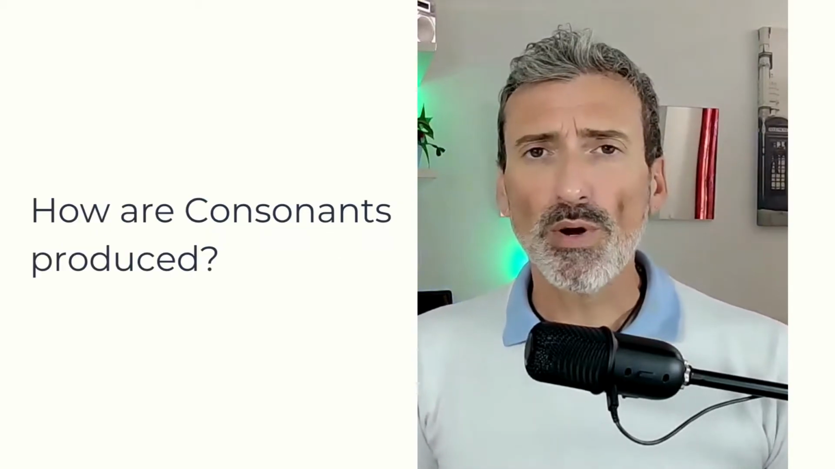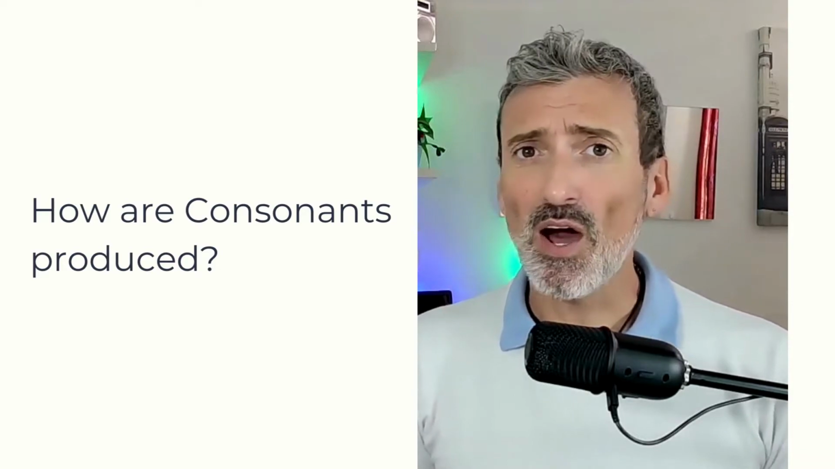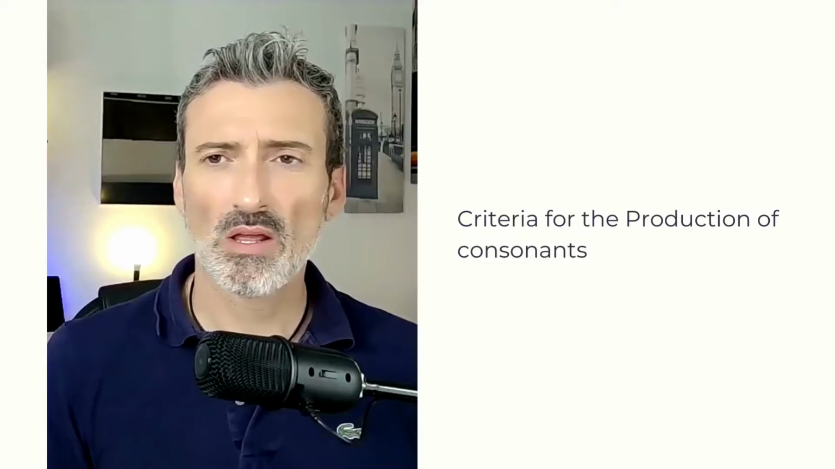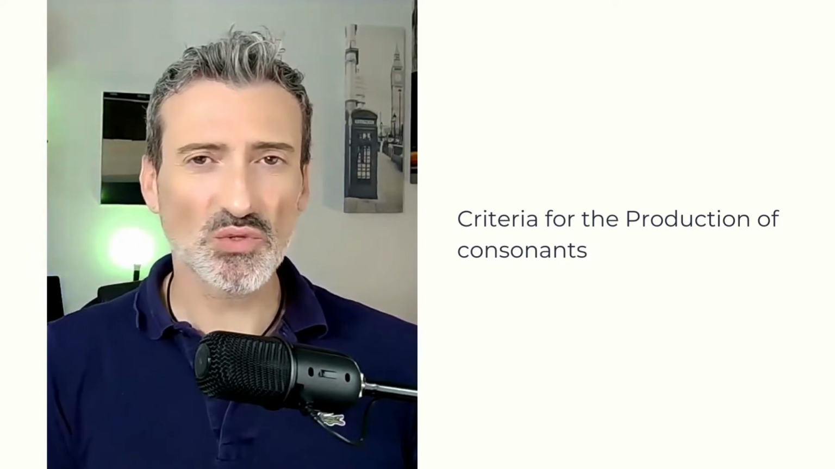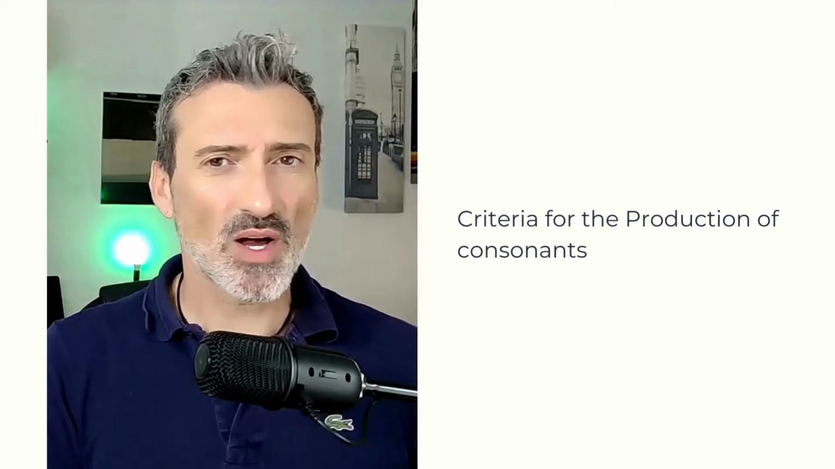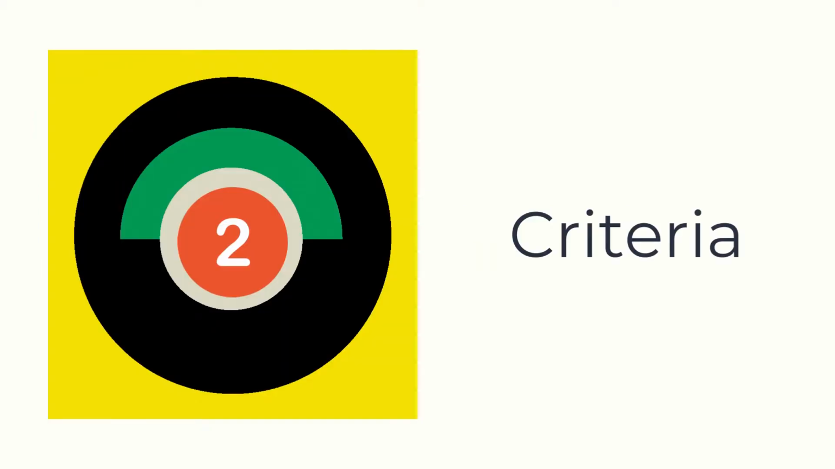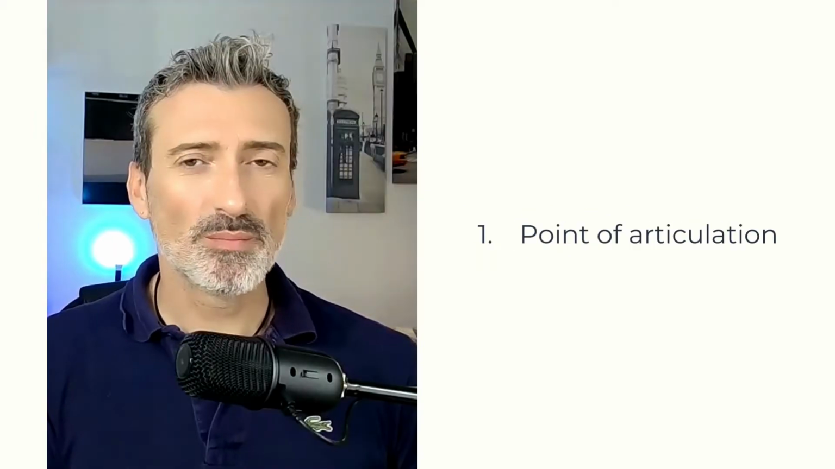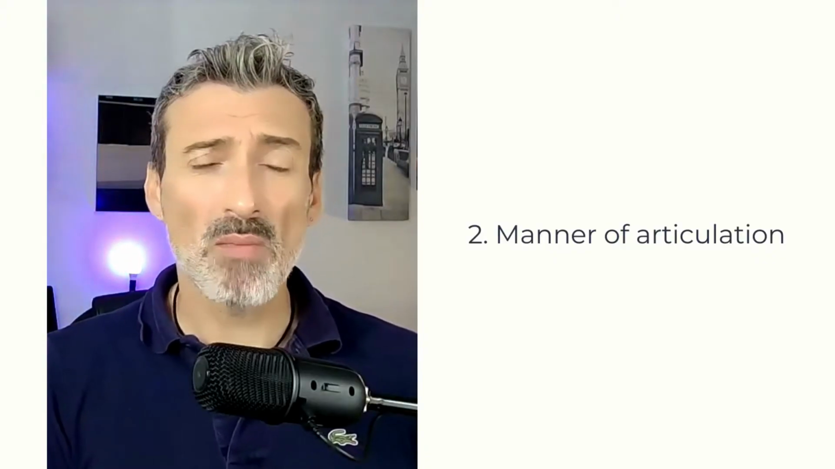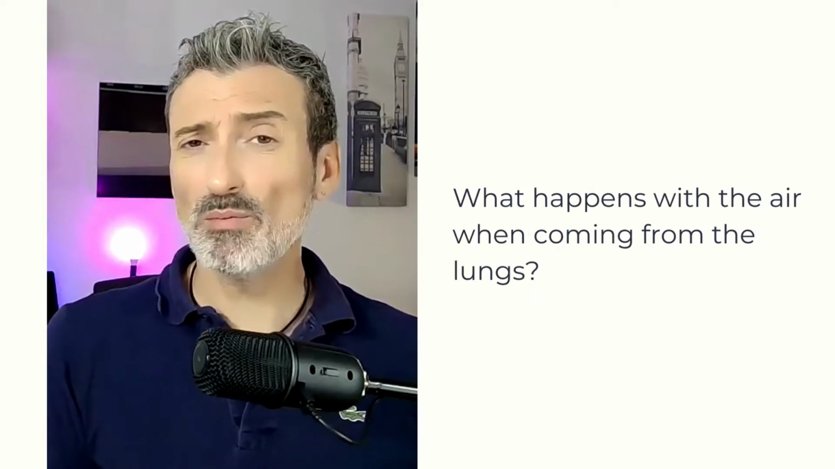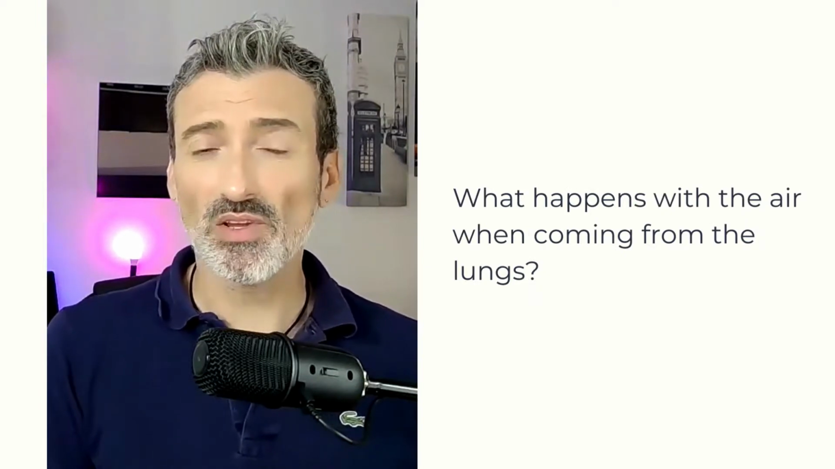It is time now to have a look at the consonants. We're going to try to understand how they are produced. There are two main criteria that we have to take into account when describing the production of a consonant. Number one, the point of articulation, I mean, where in the mouth are the consonants produced? And number two, the manner of articulation. What happens with the air when it's coming from the lungs?